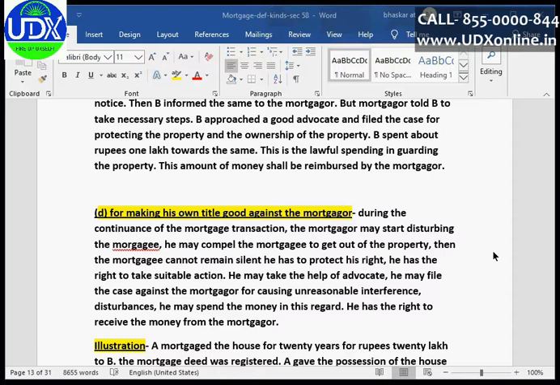When the mortgager creates problems, then the mortgagee should not keep quiet. He has the right to protect himself. He has the right to protect his interest in the property. So, whatever is lawfully possible, he must take action against the mortgager.